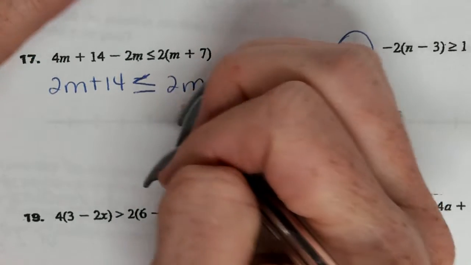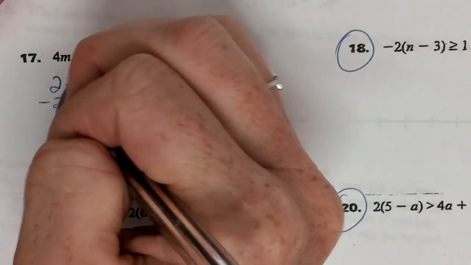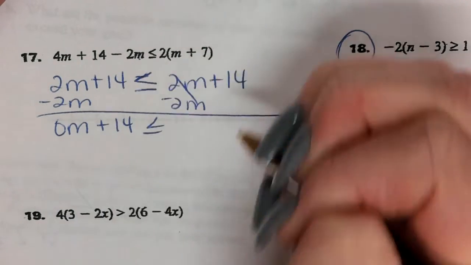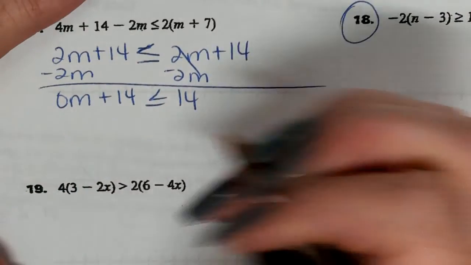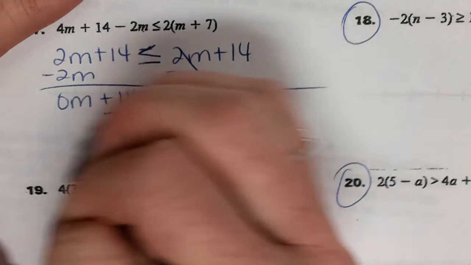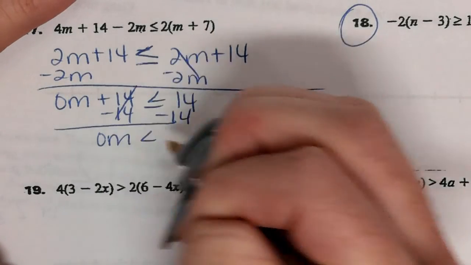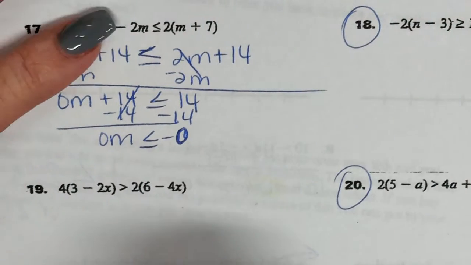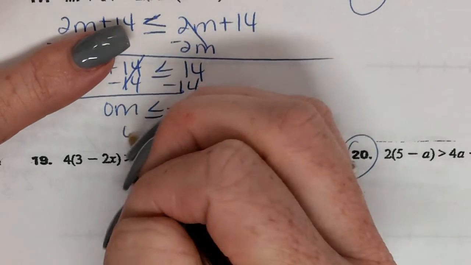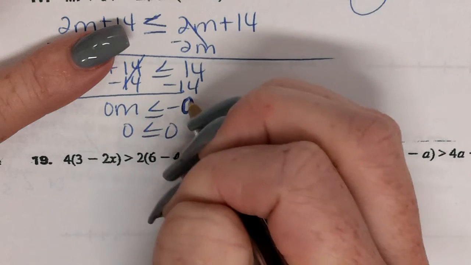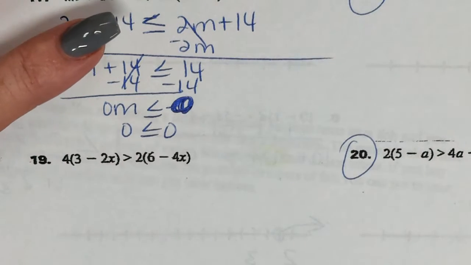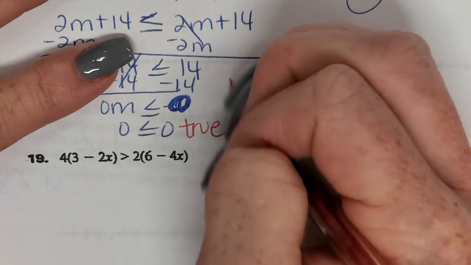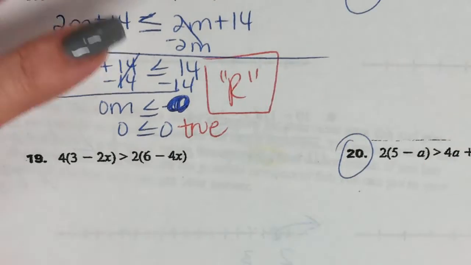Okay, so here we go. Minus 2m. So I have 0m plus 14 is less than or equal to 14. Minus 14. So I have 0m is less than or equal to 0. So I have 0 is less than or equal to 0. Is 0 less than or equal to 0? So this is a true statement. So the answer is all real numbers.